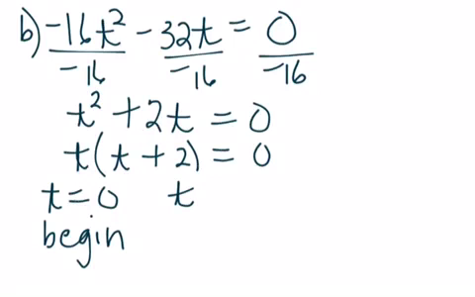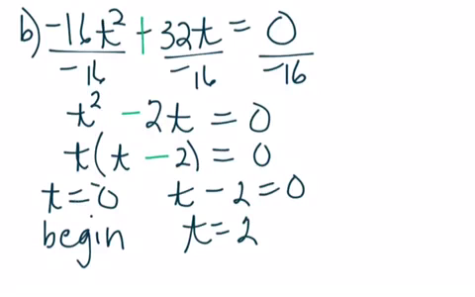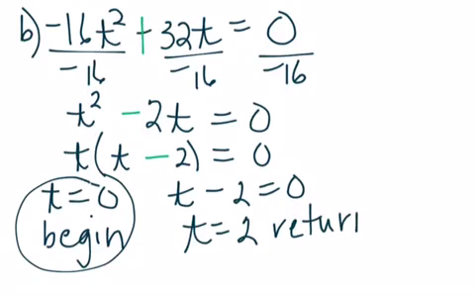I'm sorry, just realized I missed a sign. I'm so sorry. This is negative 16t squared plus 32t, which will make this a minus 2t, which will make this a minus 2. Sorry. So now on with our problem. t minus 2 equals 0. So t equals 2. So it started on the ground in the beginning at 0, but then it returns after 2 seconds.